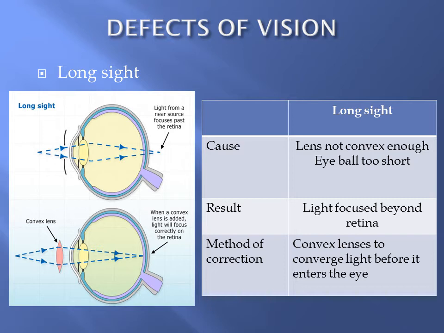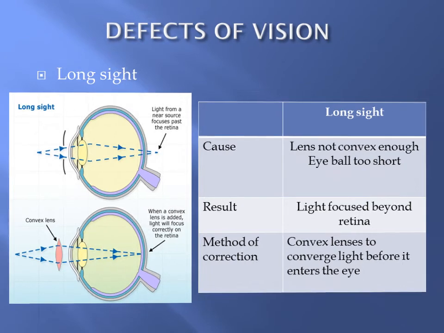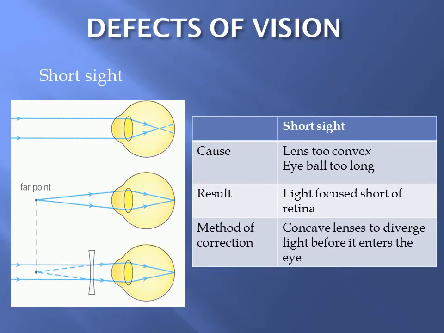You should know how this fault can be corrected. The method of correction: if you wear or use convex lenses or glasses that converge the light rays before they enter the eye, you can focus that light on the retina. So then, short sight. What do you mean by short sight?